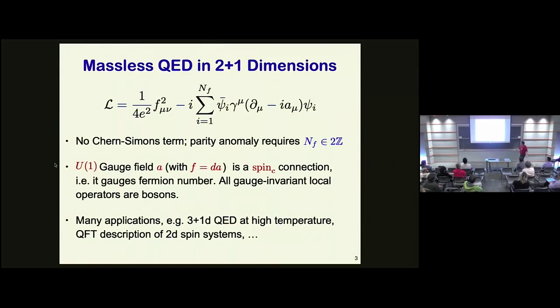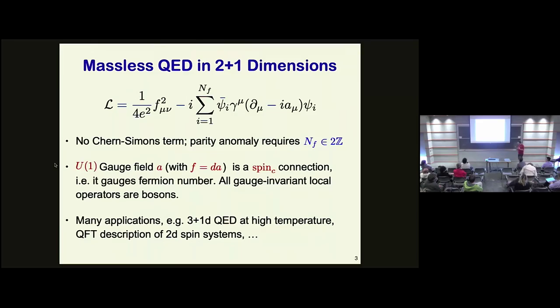Okay? The U(1) gauge field that couples to the electrons, whose field strength is F, is in a slightly more precise sense a spin-C connection. That's because this theory, even though it has fermions in the Lagrangian, is actually a bosonic theory. The gauge invariant local operators are all bosons, and therefore the appropriate formulation of the dynamical gauge field is as a spin-C connection, which just means that this U(1) gauge symmetry of QED gauges the fermion number.